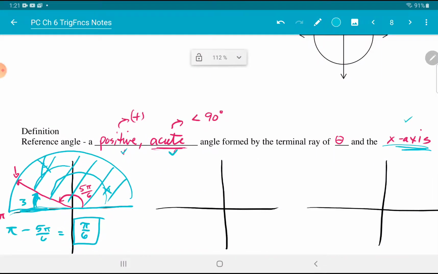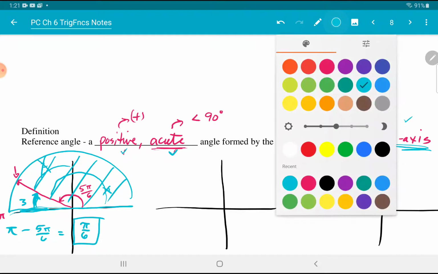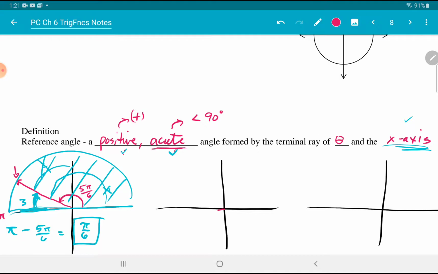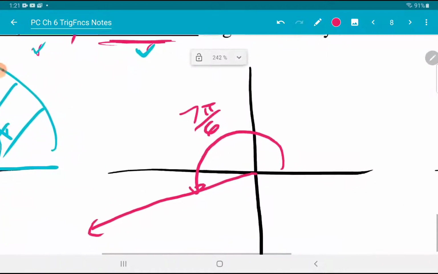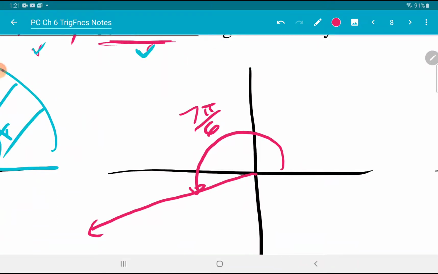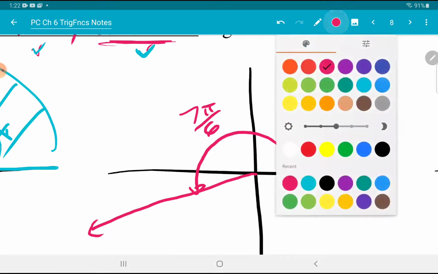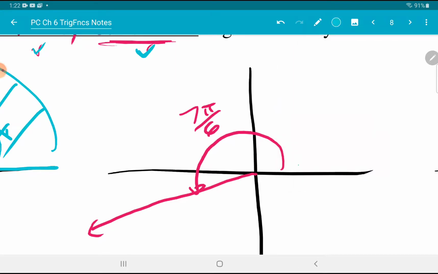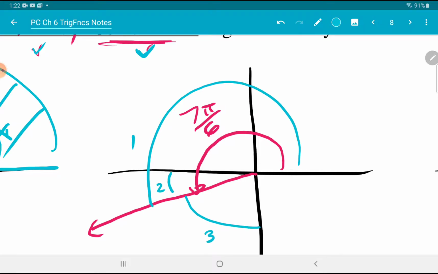Okay. Let's take a look at example 2. If I now draw an angle right here in quadrant 3, and this time we're going to establish that this angle measure is 7 pi over 6. Remember our definition of a reference angle. It needs to be acute. It needs to be with the x-axis. It needs to be positive. So think about it like this. I'm going to give you choices again. Is it angle 1? Is it angle 2? Is it angle 3? Or is it even angle 4?